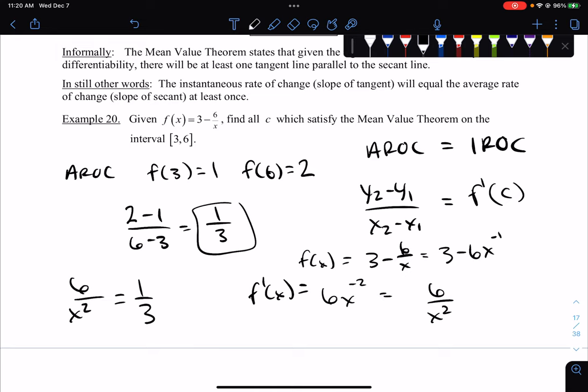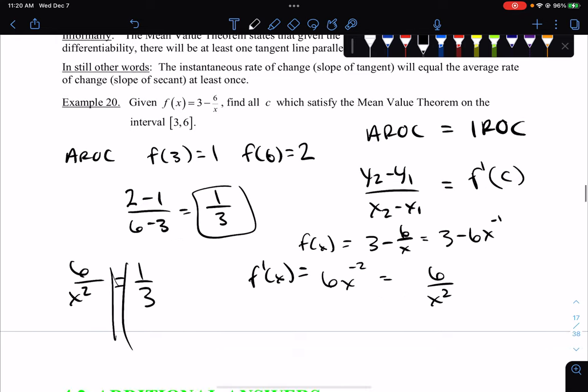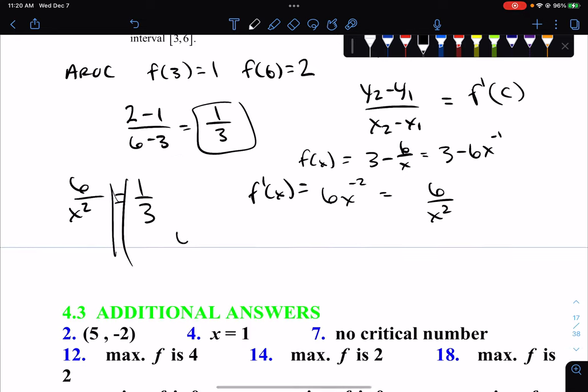So all I do is solve for x. I do the old railroad track thing. I times x squared, so 6 equals x squared over 3. I times by 3, so 18 equals x squared. So x is going to equal positive and negative square root of 18, which is equal to positive and negative what? 3 root 2.